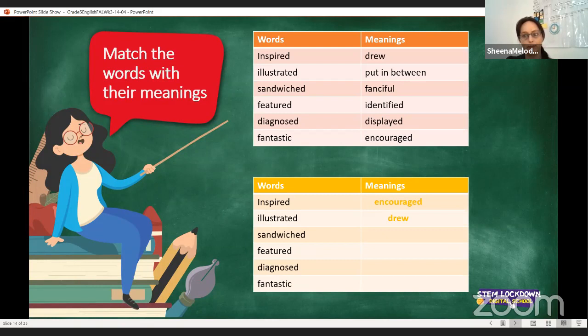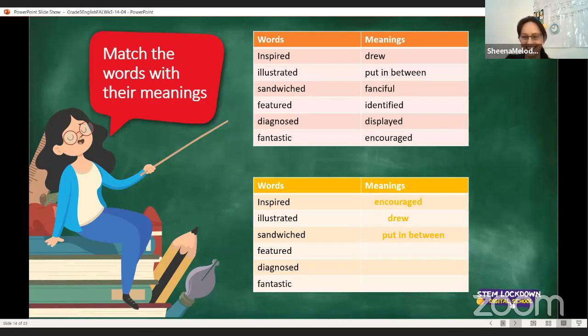You've got to know this one. Okay, sandwiched. We all eat sandwiches, so why would I use the word sandwiched? Who knows? We've got encouraged, so it's not that one. So you're left with displayed, identified, fanciful, and put in between. Oh, nice. Okay, this is looking good. Someone said squashed, but that word's not up there, so we can't use that one. All right, okay.